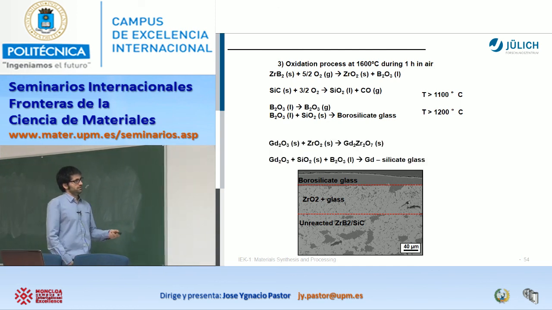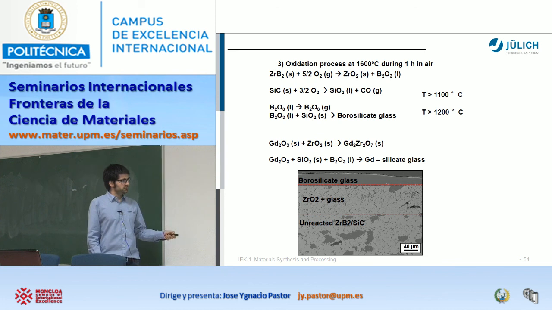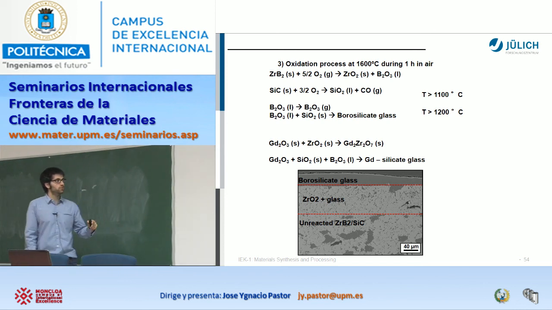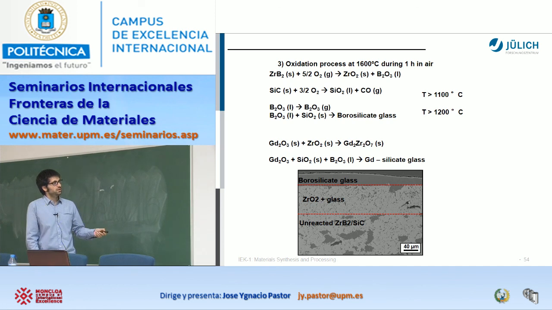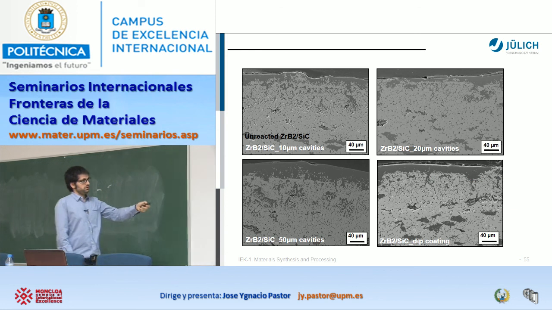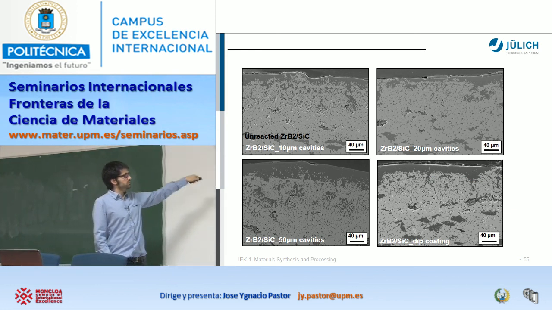But what we want, as I told you, is that this zirconia reacts with the gadolinium oxide that we have incorporated to form this gadolinium zirconate. Or, on the other hand, what can happen is that our gadolinium reacts with the borosilicate glass, with the silica and the boron, so that we then form a gadolinium silicate glass. And well, here are the examples, okay. I hope I don't lose you.